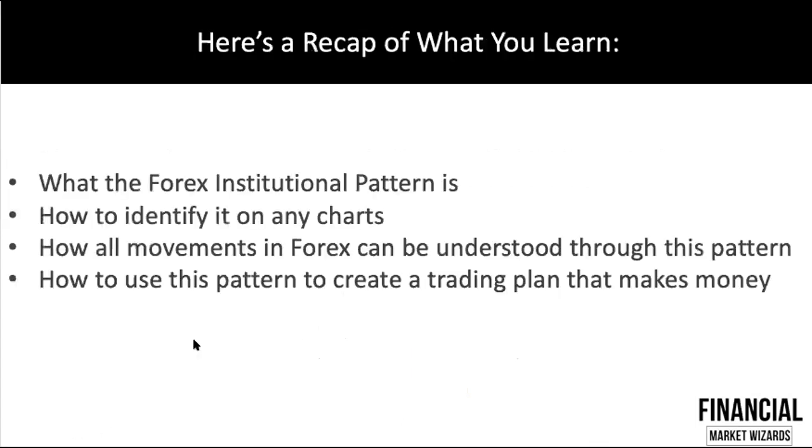So let me just end off by sharing a recap of what you actually learned. Earlier we talked about what the Forex institutional pattern is. We talked about how the Forex institutional players, the big players, use this pattern as their business model. Basically it consists of three phases: contraction, expansion, and trend. And we also talked about how trend is the phase that you want to be trading, because that is where you make the most money, because you are on the same page as the big boys.